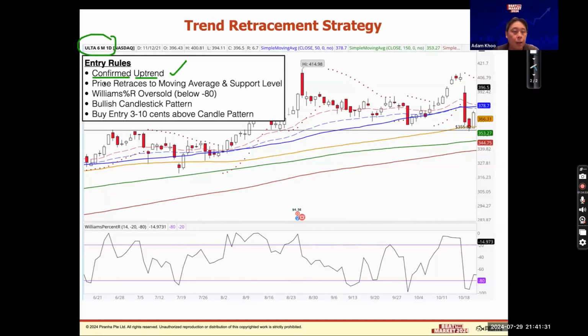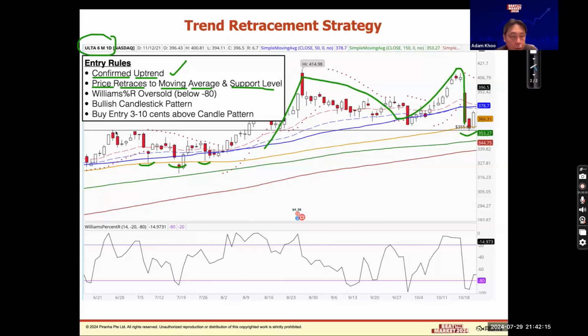Number 2, the price must retrace to a moving average and a support level. So you can see wave up, wave down, wave up, wave down. So it has retraced to a support level. How do I know that this is a support level? First, it is hitting this orange line, which is the 100 moving average. And previously, you can see this 100 moving average has been tested before. So I know that this orange line could potentially be a support level.